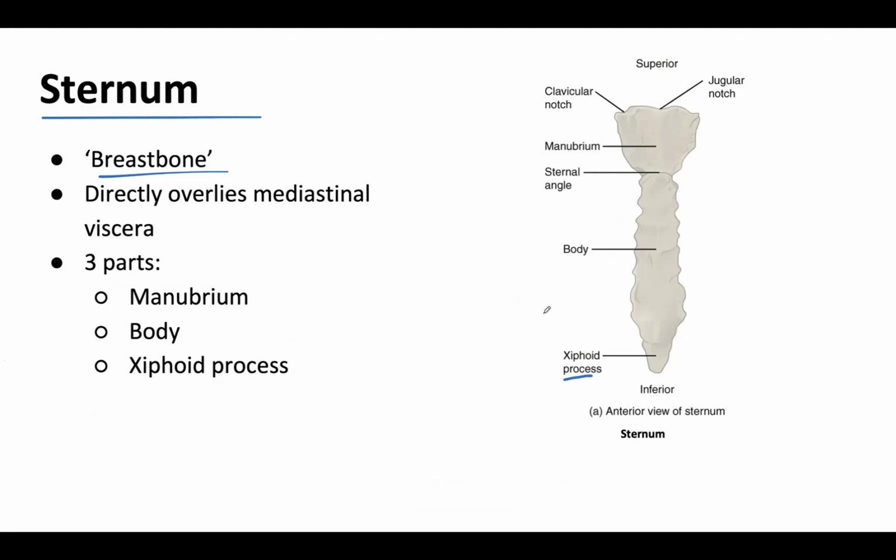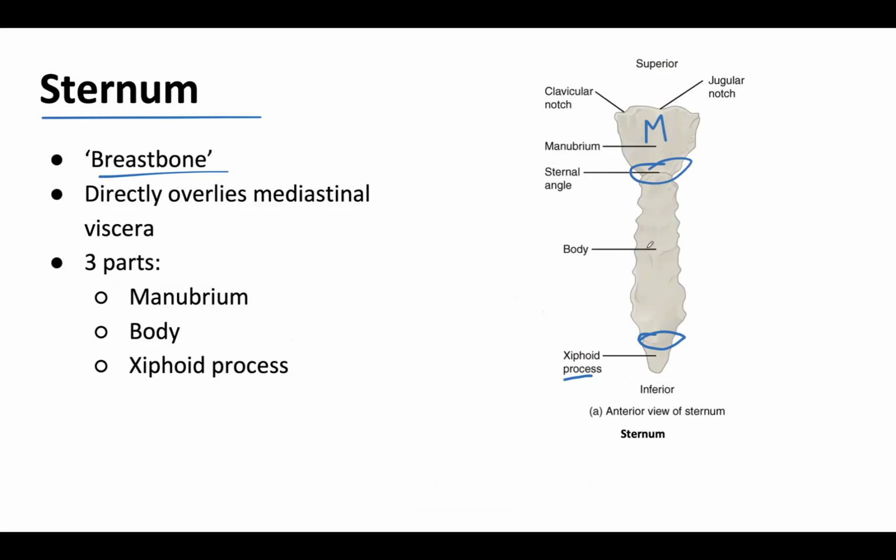And it can be subdivided into three parts. These parts form cartilaginous synchondroses with one another, but will often develop into a synostosis, or a bony joint, in middle to late adulthood. So the three parts are going to be the superior manubrium, which is Latin for handle. So think of it as a handle to a sword, where the blade of the sword would be the body. The manubrium is the thickest and the widest part of the sternum.